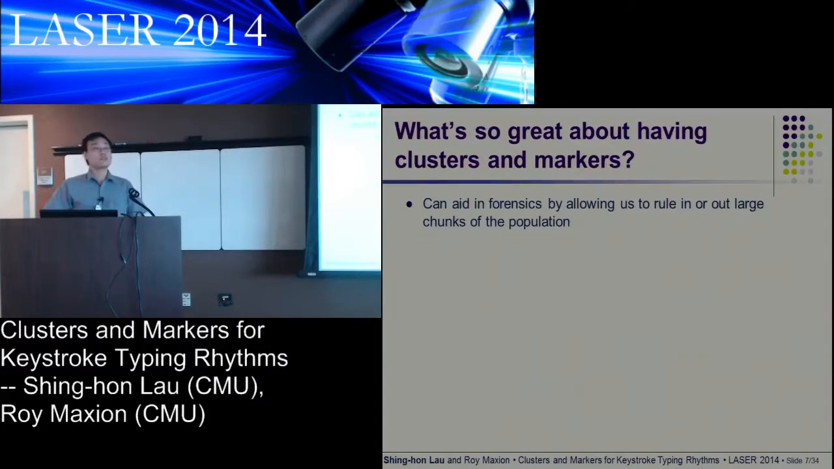So you might ask, well, what's so great about having these clusters and markers, right? Why do we care? There are a couple of reasons. First, it can greatly aid us in forensics by allowing us to rule in or out large chunks of the population. If you go back to the blood type analogy, if you think about going to a murder scene, the police might say something like, well, we know the murderer has type A blood. Well, when they're looking for suspects, they can immediately rule out anybody that doesn't have type A blood.